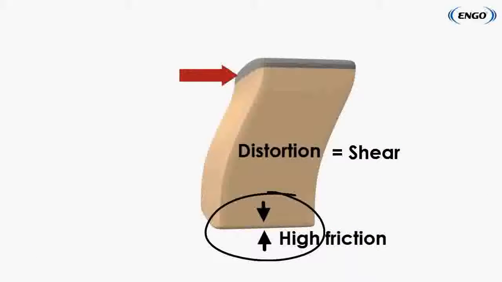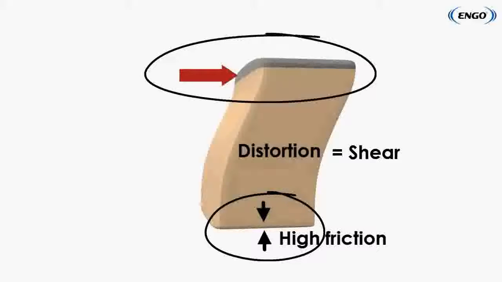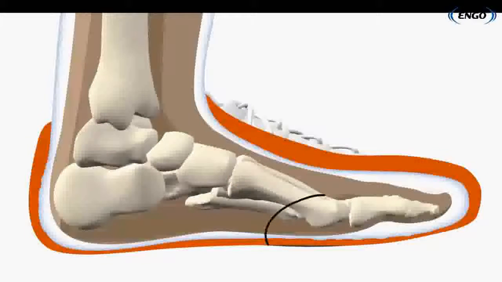There is high friction between the skin, sock, and internal shoe surface to keep them stuck together, and there is movement of the adjacent bone relative to the stationary skin. These two factors cause shear. Let's have a look at shear at the metatarsal heads, a common location for blisters.